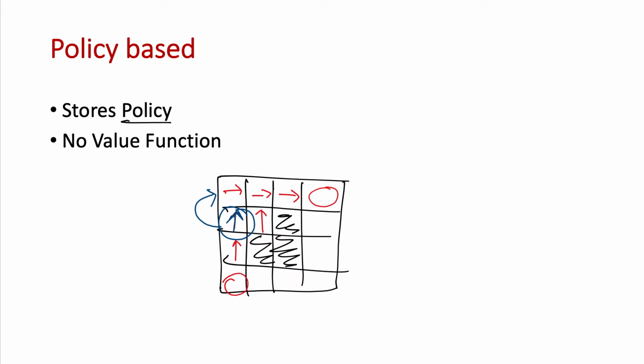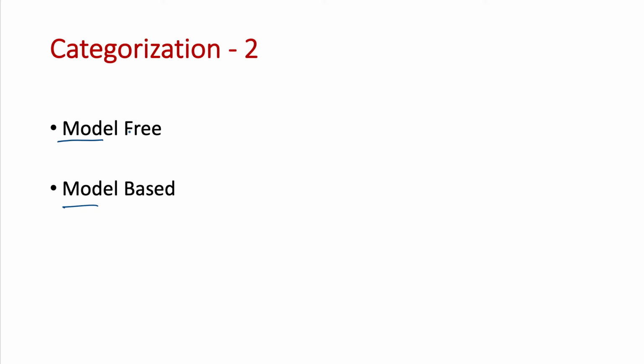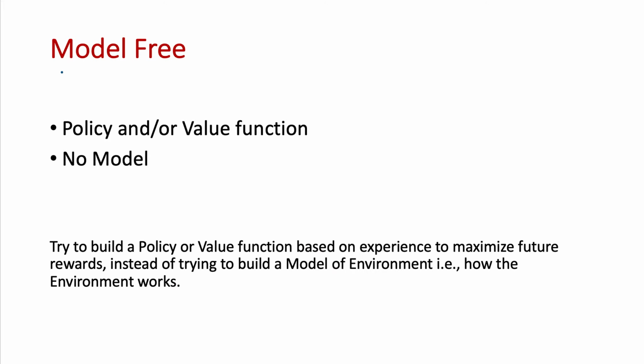Next way of categorization is based on the presence or absence of model. So here we just saw value and policy. Now we see the third component of an RL agent, that is model. So the presence or absence of a model also categorizes RL agents. So first is the model free RL agent. So in this case, there is policy and or value function. So one or both of these may be present, but there is no model.